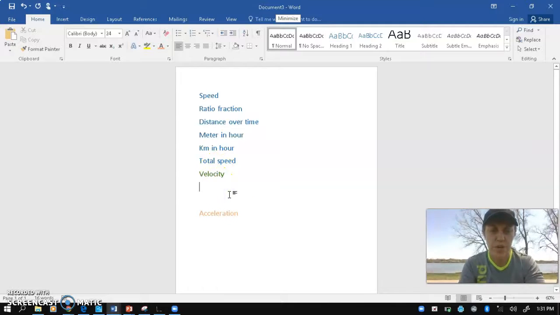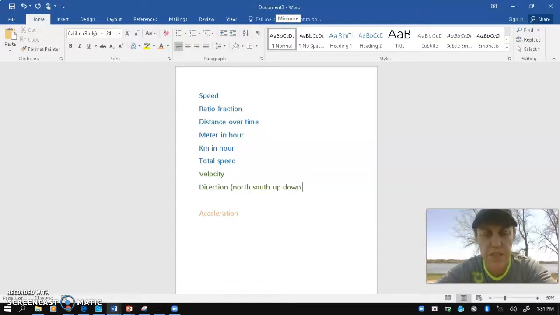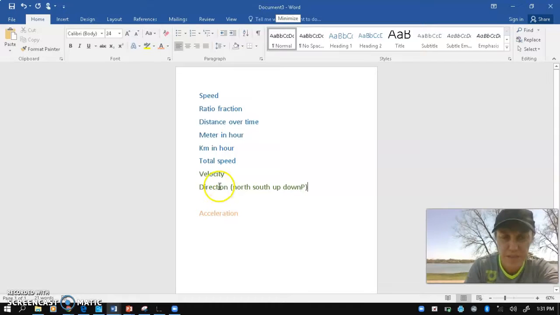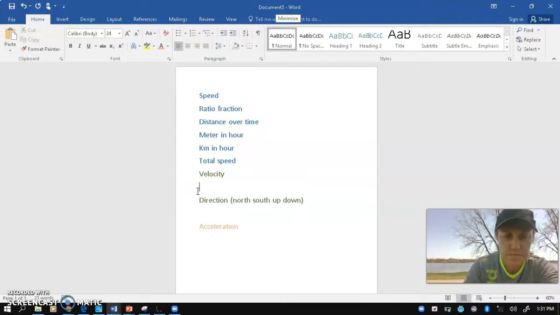Now, the difference between this is you're going to have some directions. So this would be north, south, up, down, all of that. So it's going to be the same thing as above, but you're going to have direction. So if it has direction, it's going to most likely be velocity. However, acceleration is kind of the same case on that too.